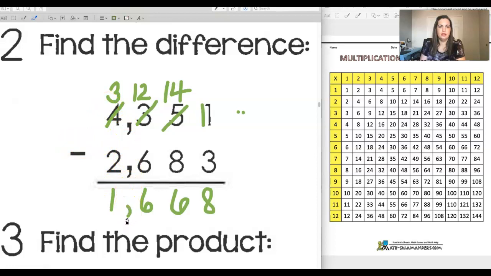Bring your comma straight down. Make sure you have 3 digits after it. 1, 2, 3. The difference is 1,668.